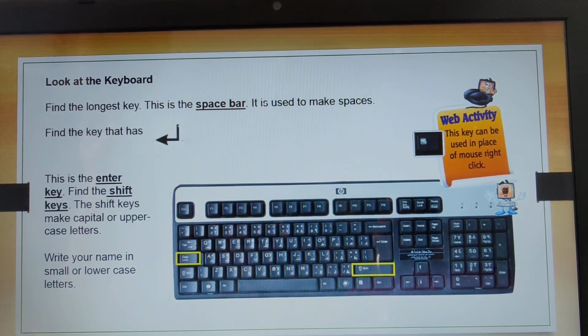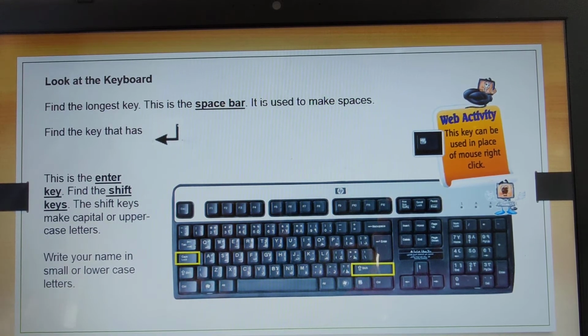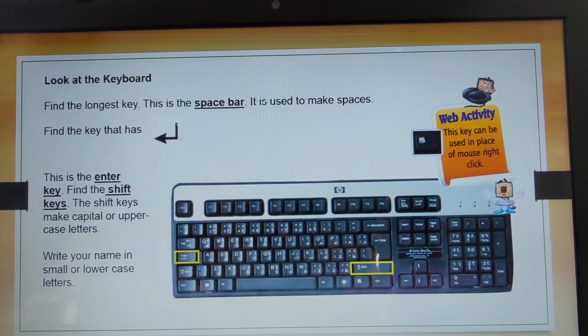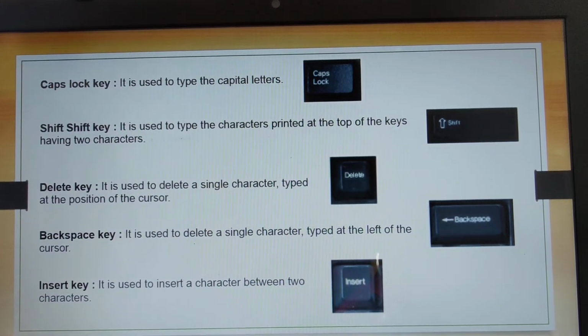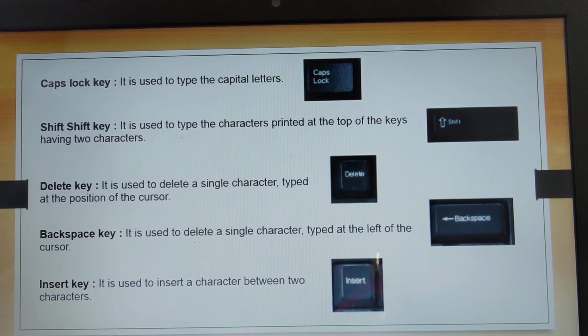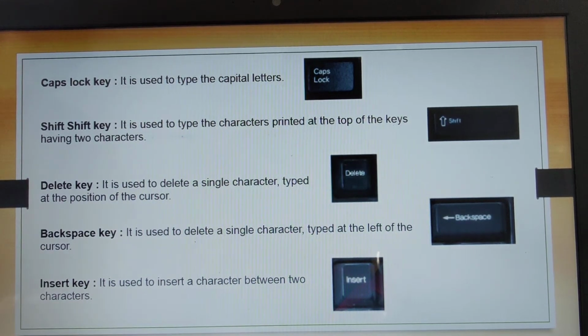Write your name in small or lowercase letters. So when you do not use these keys, it automatically comes in what? In small letters. Caps lock. Okay, I already told you what caps lock is. It is used to type the capital letters. Shift key. Okay, this is only the shift key actually, and we have two shift keys in the keyboard.